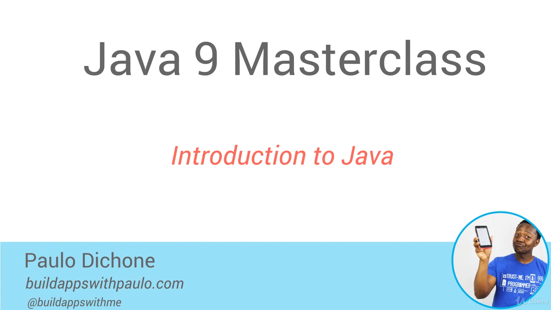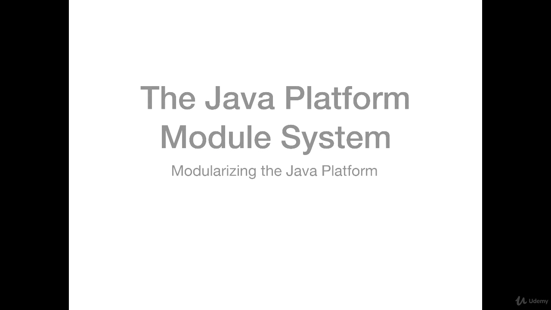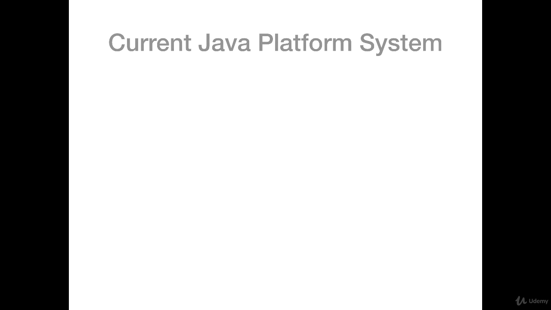Let's go ahead and talk about the Java Platform Module System and its motivation. Why is it such a big deal in Java 9? But for us to understand that, we need to look at the current state of our Java Platform System.